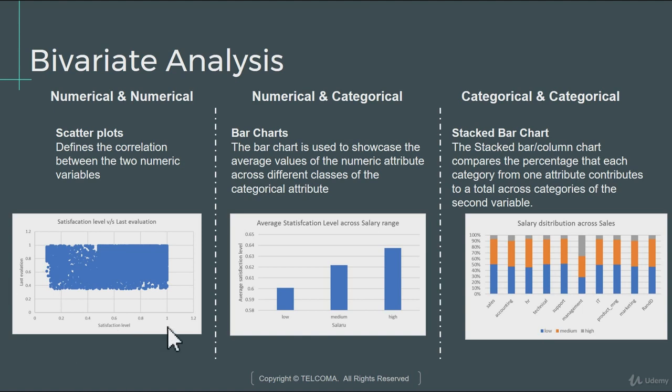The example showcased over here might not be really intuitive, so I've taken the same example which we used in the previous slide. We're trying to understand, using a scatter plot, the relationship between satisfaction level and last evaluation. You don't really see any trend over here. You can't conclude whether it's a positive correlation or a negative correlation, or whether there is a relationship between them. It just looks like a random mess.